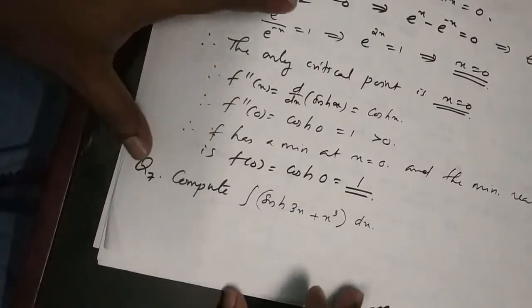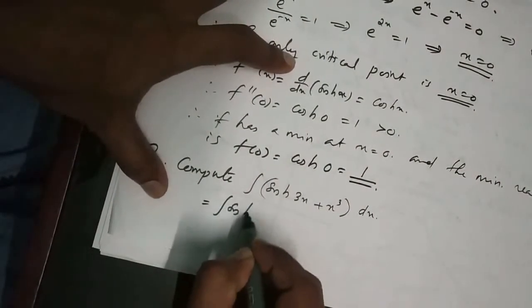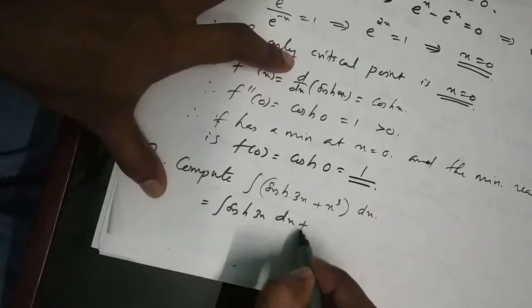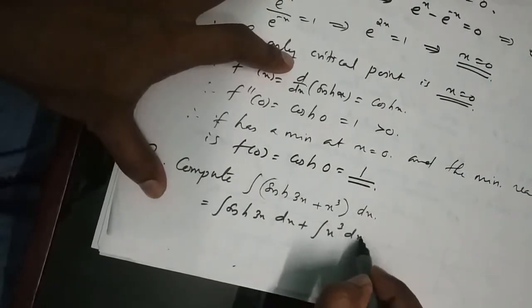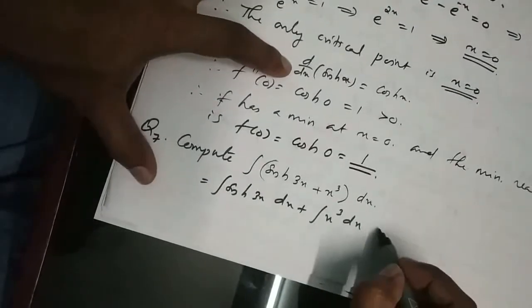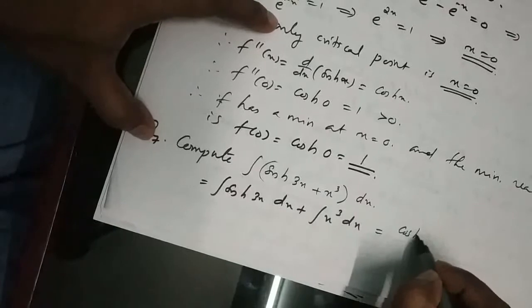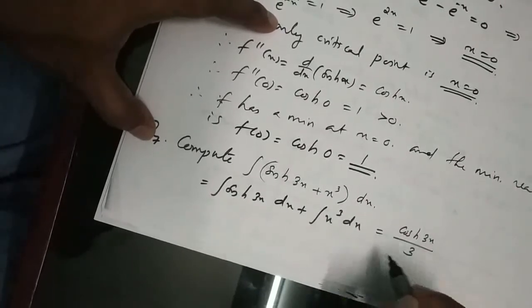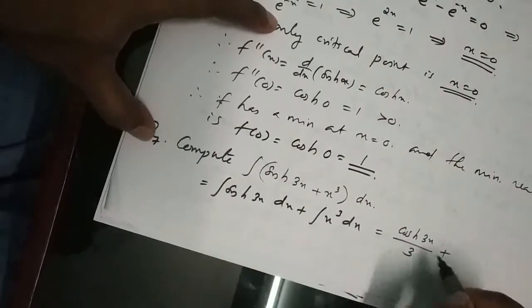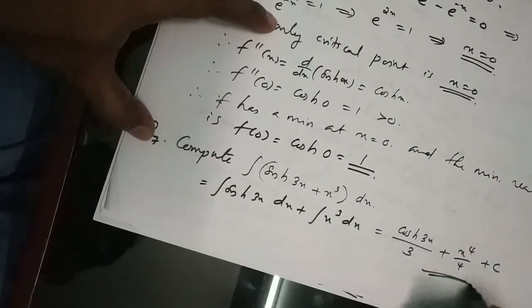This is equal to integral sinh of 3x dx plus integral x cube dx by some rule. So this is equal to the integral of sinh 3x is cosh 3x divided by 3, plus the integral of x cube is x power 4 by 4, plus a constant of integration. Simple. Okay.